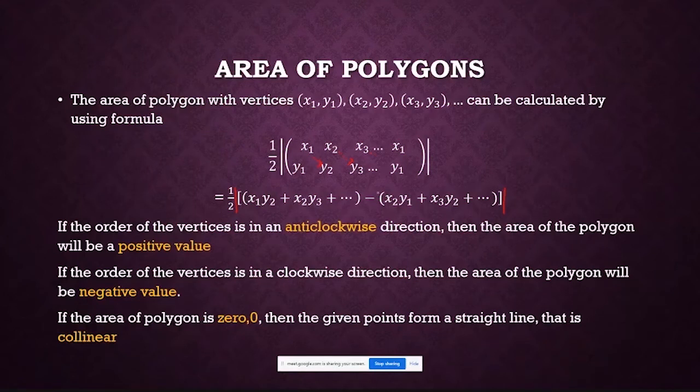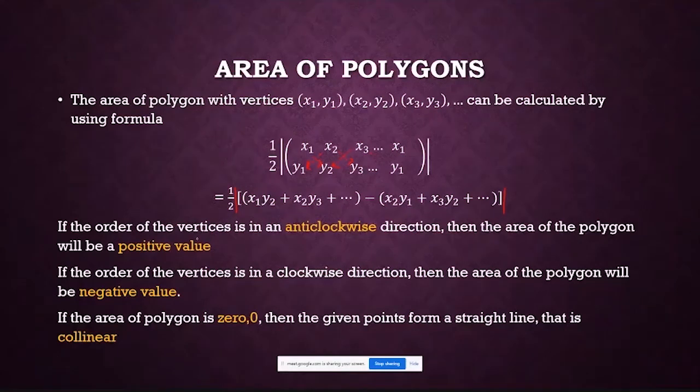Minus bracket here, bracket, then x2. Okay, we can find the pair. Okay, y2 times x1, x3 times y2 plus, and it continues lah, x4 times y3.